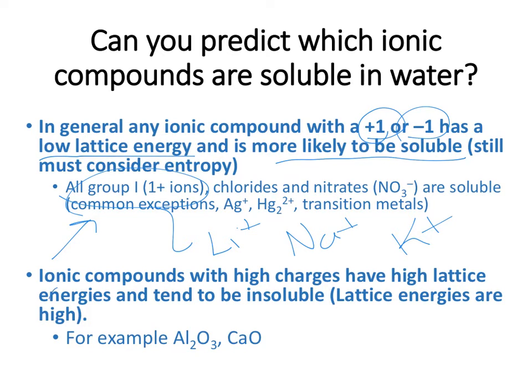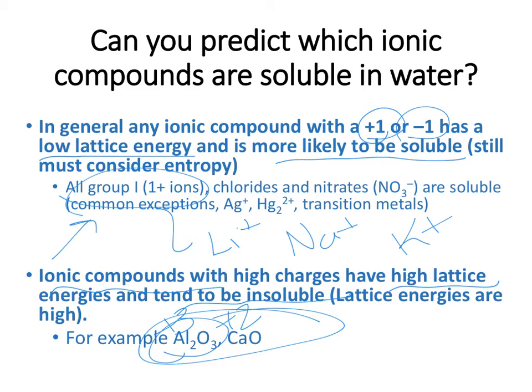On the other hand, ionic compounds that have individual ions with higher charges and therefore have higher lattice energies tend to be insoluble. Again, not always, but for example, aluminum is +3, calcium is +2. These tend to, if you look at solubility tables, be insoluble. But there are a lot of exceptions, so you cannot make that type of sweeping assumption.